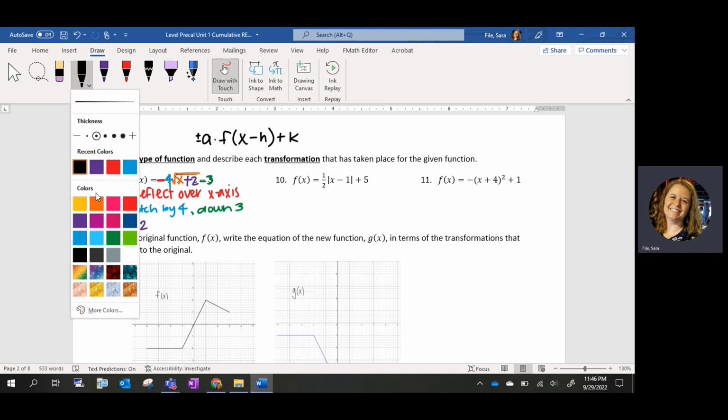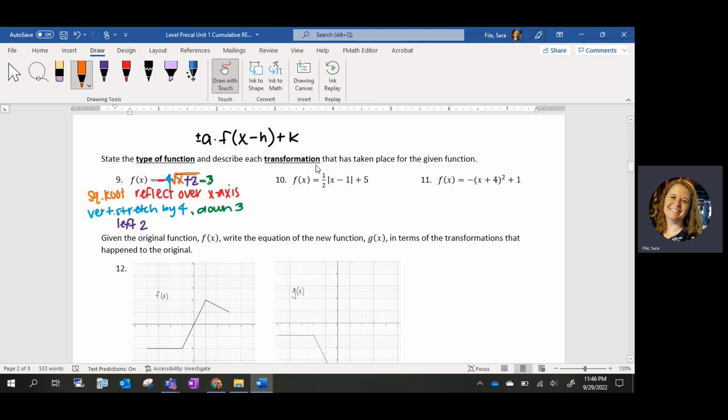All right, so then the second one here, I see absolute value bars. So absolute value of x is the function.